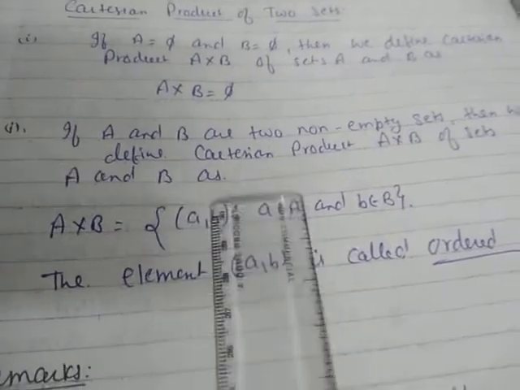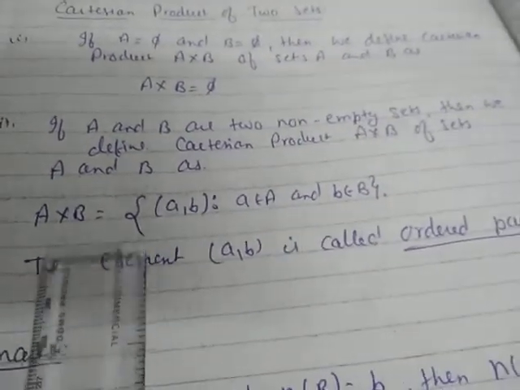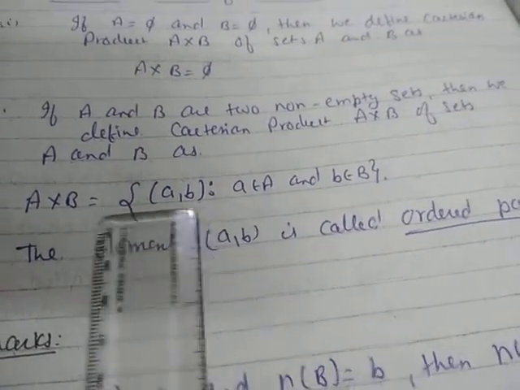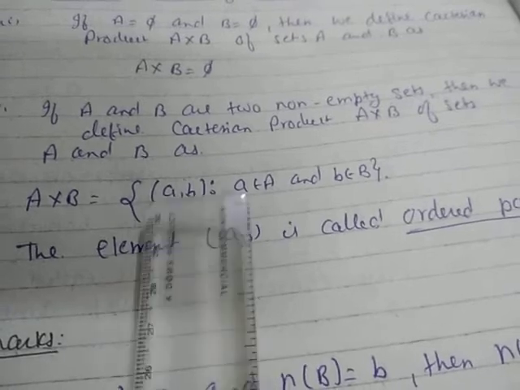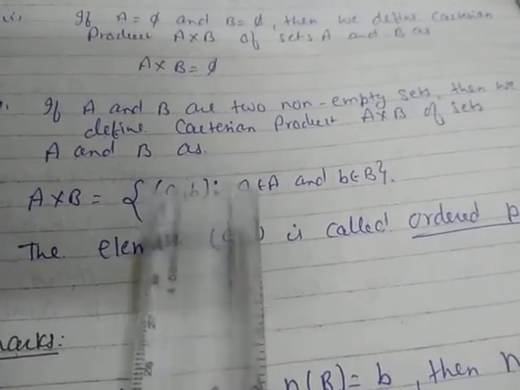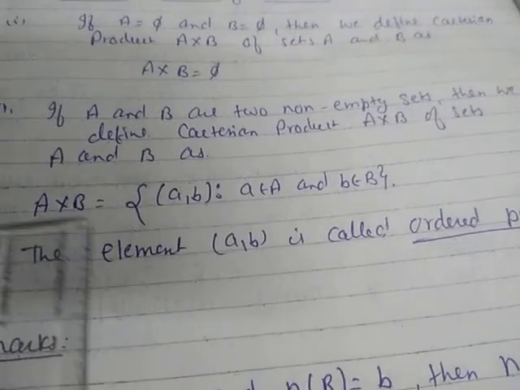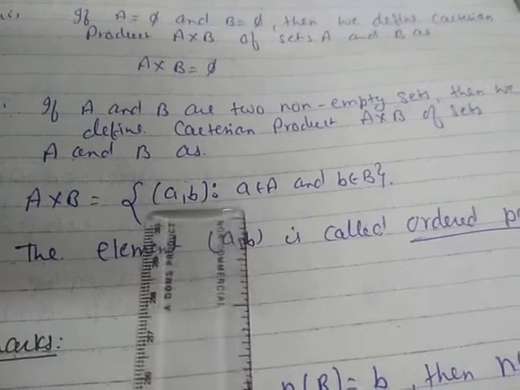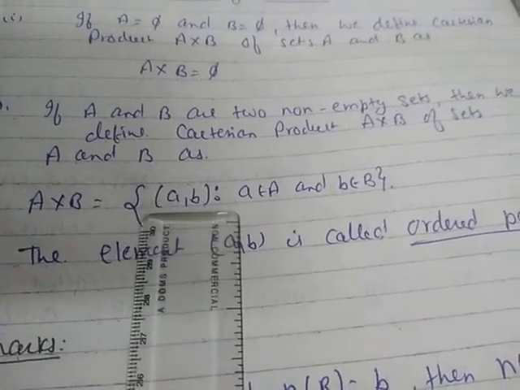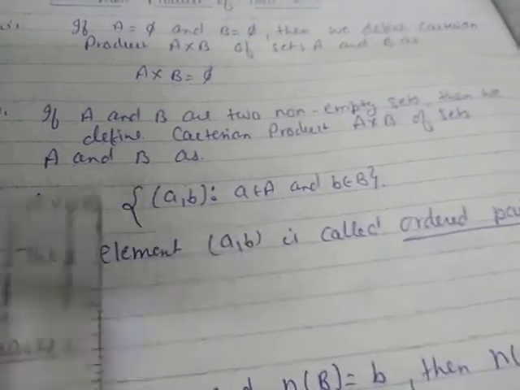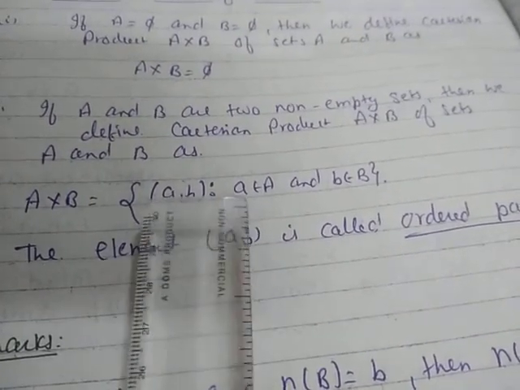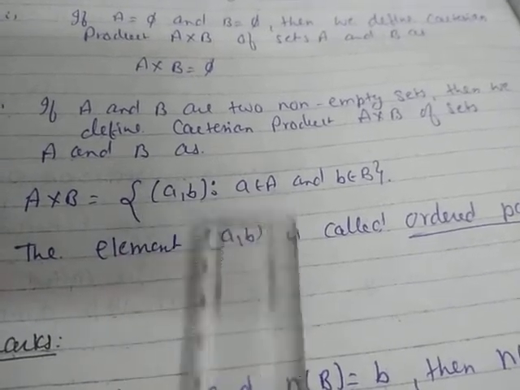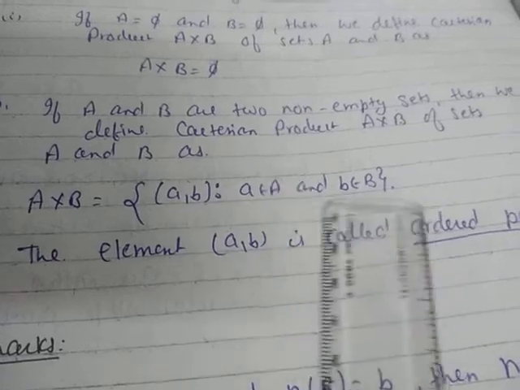If A and B are two non-empty sets, then we define Cartesian product A cross B of sets A and B as A cross B is equal to, under curly braces, (a, b). Now children, this is your ordered pair, and ordered pair is an element of A cross B because two sets are associated here. Therefore this element is in the form of ordered pair. That's why it is written here (a, b) under small brackets, where a belongs to A and b belongs to B.